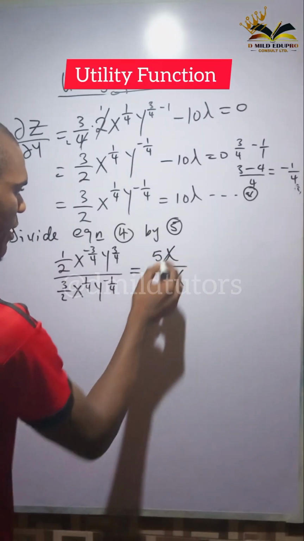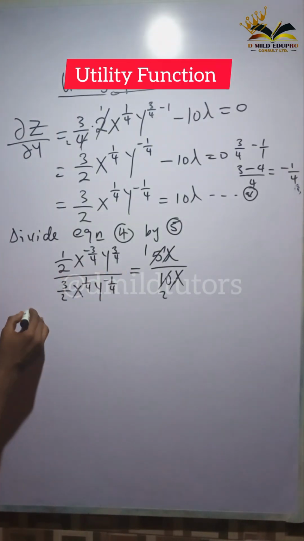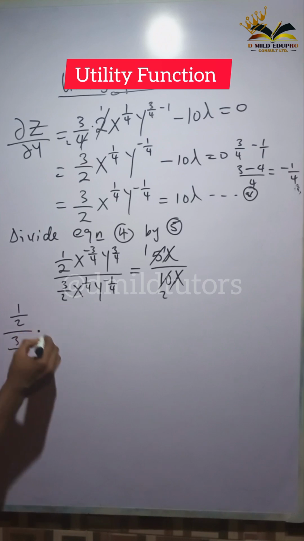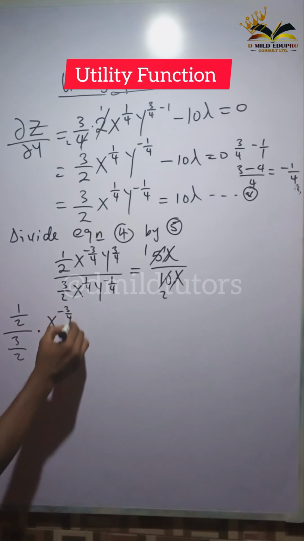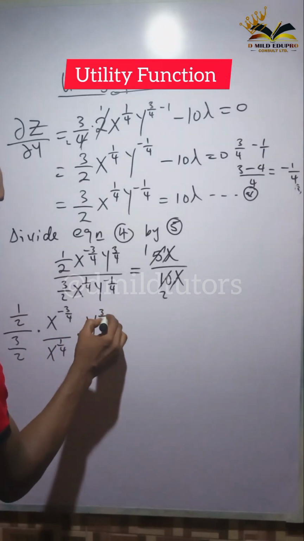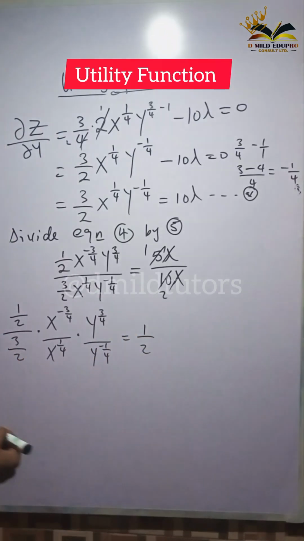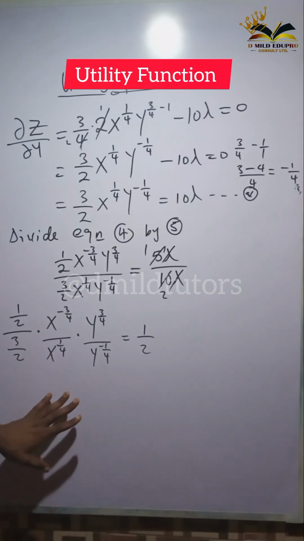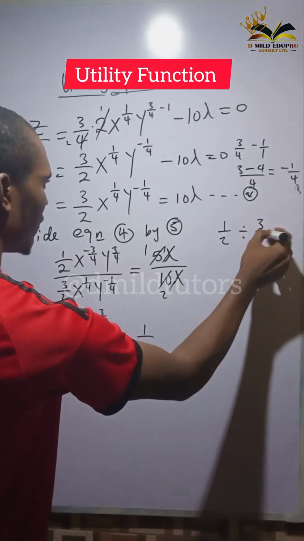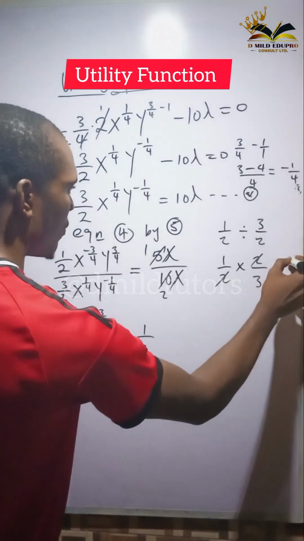So this cancels. 5 here is 1, 5 here is 2. So we can separate this to be 1 over 2 over 3 over 2 times x^(-3/4) over x^(1/4) times y^(3/4) over y^(-1/4) equals 1 over 2. All right, so with this, we can now simplify. We can simplify 1 over 2 divided by 3 over 2. This becomes 1 over 2 times 2 over 3. These two cancel. Then you have 1 over 3.